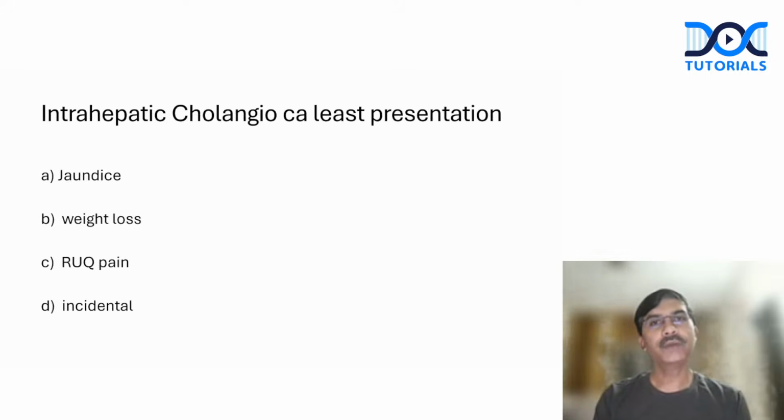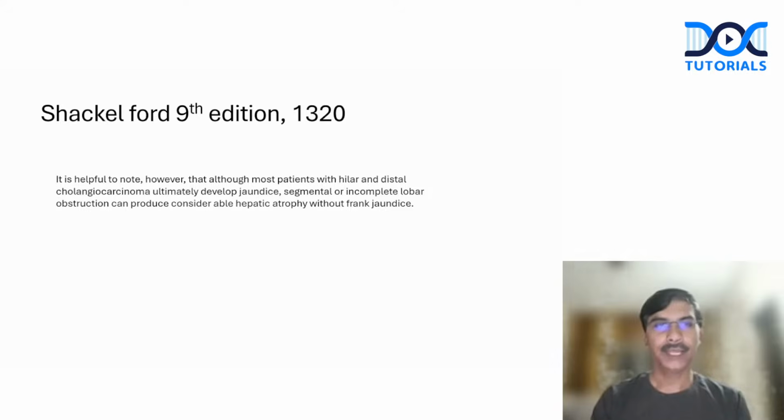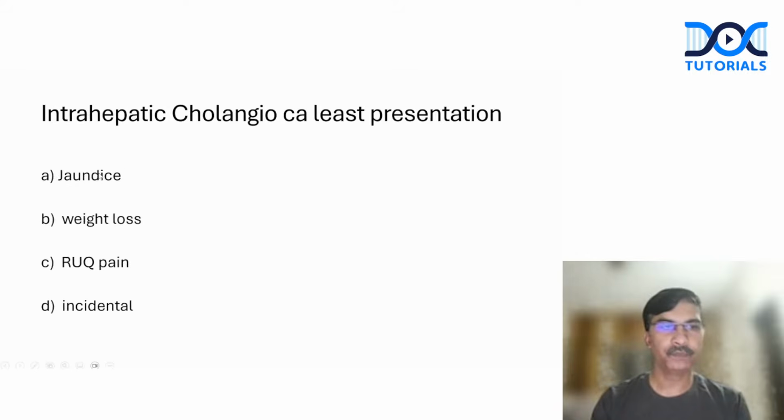So, intrahepatic cholangiocarcinoma, the least presentation. In other words, amongst the following symptoms, which is less likely to be a mode of presentation in a patient with intrahepatic cholangiocarcinoma. Number 1, jaundice. Number 2, weight loss. Number 3, right upper quadrant pain. Number 4 is incidental. So the answer here is jaundice.